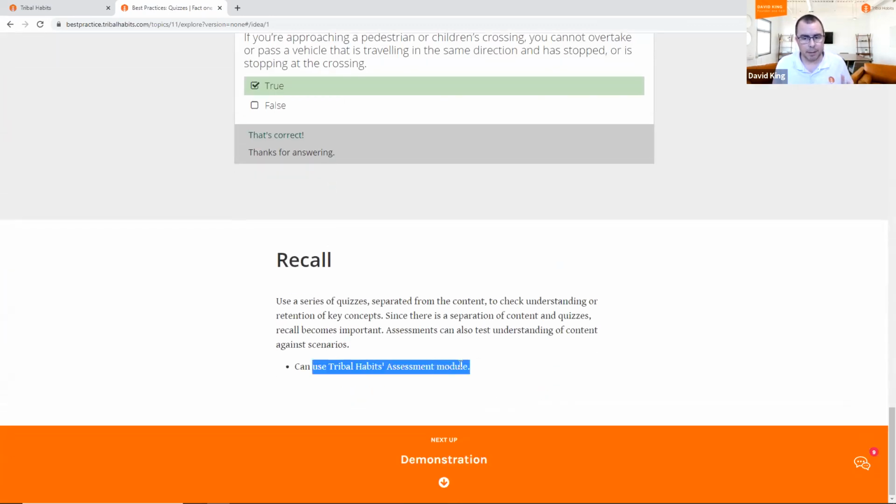Here we'd use the Tribal Habits Assessment module that I'll talk about a little bit later, but essentially they finish exploring the content and they go to a new part of the module, which then has a series of quizzes for them to complete. So now they really have to remember information and then apply it without having just seen it. So a lot of it is about their ability to recall concepts and reapply them here. And that's what I'm using the assessment for. And so the recall part is very important.